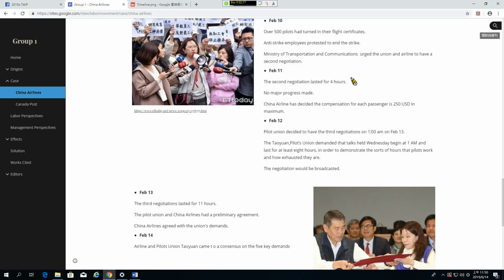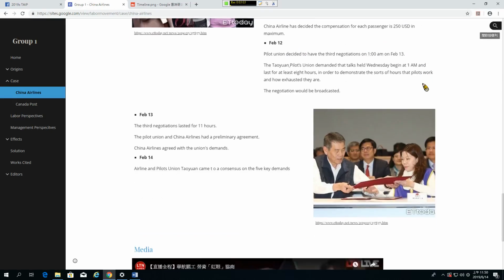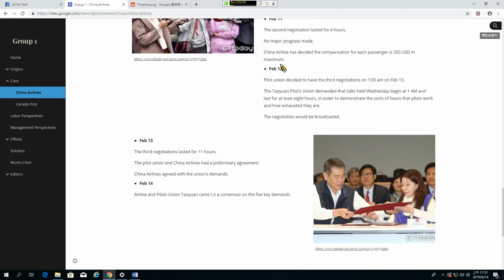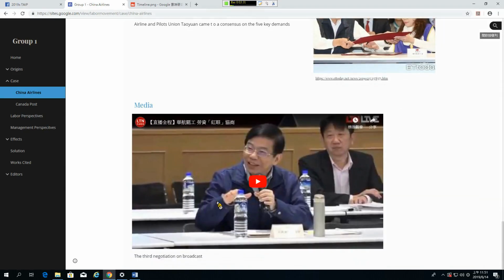On February the 11th, the second negotiation started, but no major progress was made. On the 12th of February, the pilot union decided that they wanted a broadcast of the third negotiation, and they wanted the negotiation to last very long because that represents the long hours they were working for China Airlines. The conclusion is that they finally had a preliminary agreement. The live broadcast of the whole negotiation process was 11 hours long.